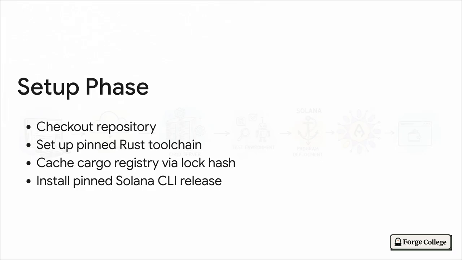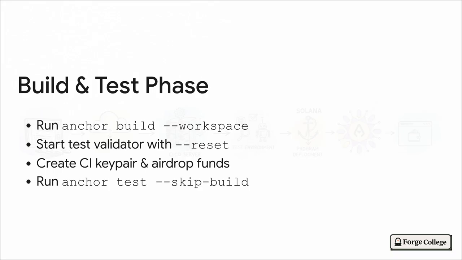We then implement our caching strategy, and we derive the cache key from the cargo.lock hash, so that changes to dependencies will properly invalidate the cache. Finally, we install a pinned release of the Solana CLI. Once setup is completely dialed in, we move right into the build and test phase.